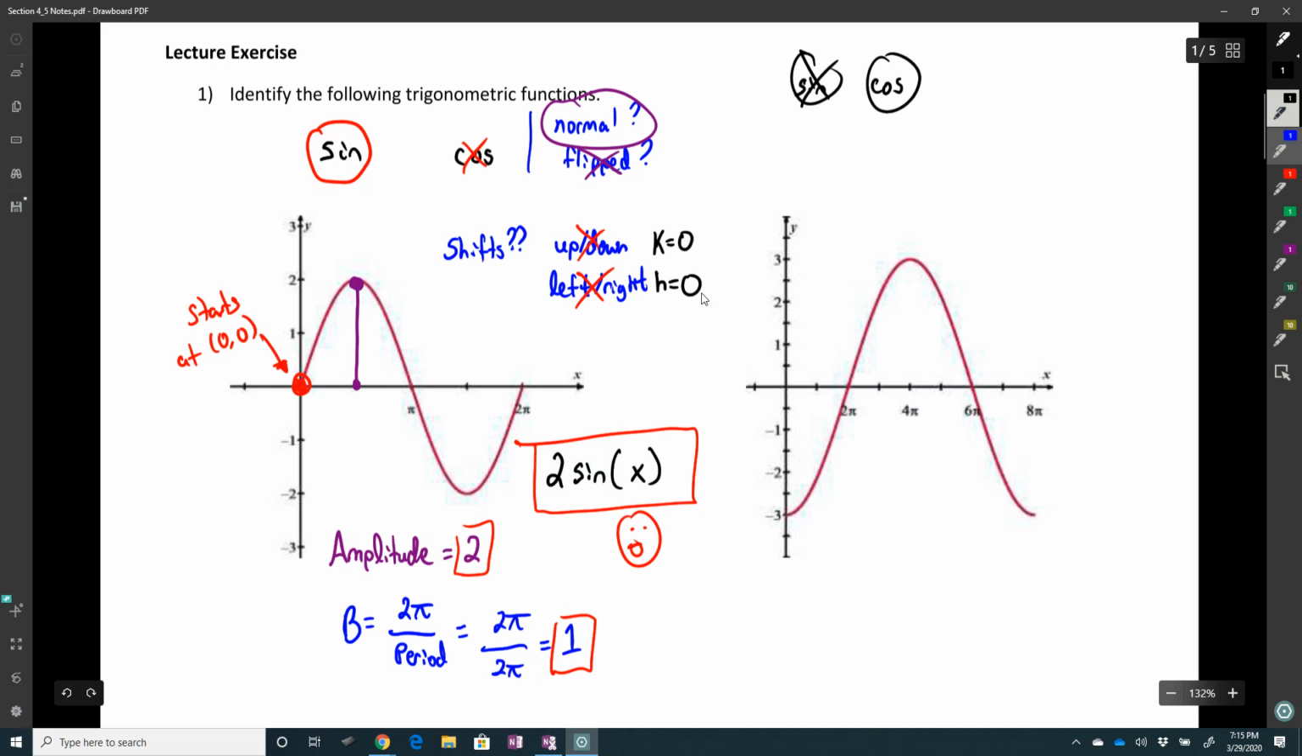So now that we know it's a cosine, is it normal or is it flipped? Well, cosine usually starts at the positive side. And since this starts down on the negative side, I know that it has to be a flipped cosine. But notice that there's no shifting. The amplitude, the middle of the cosine is right through the x-axis. So there's no shifts.